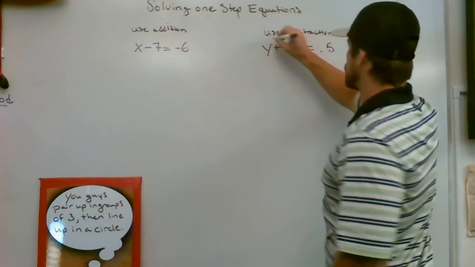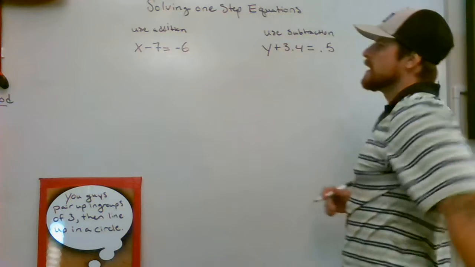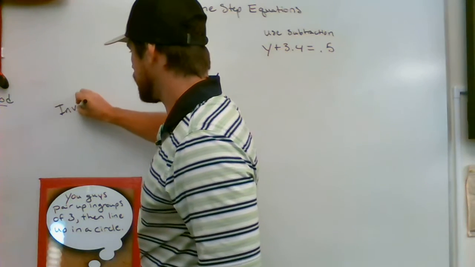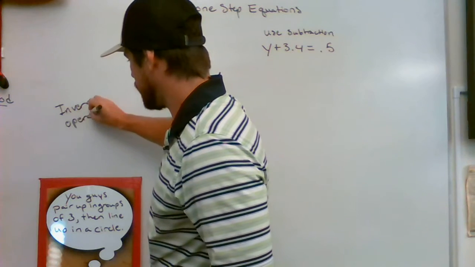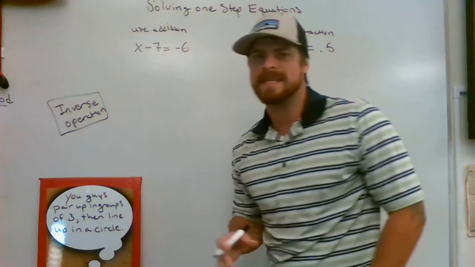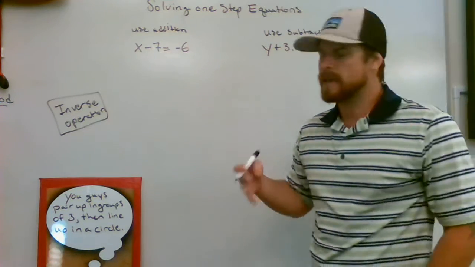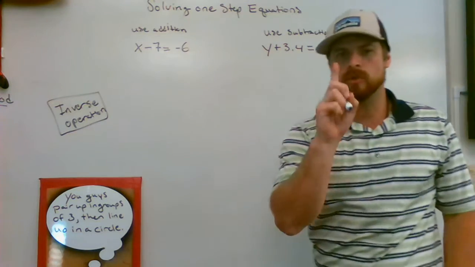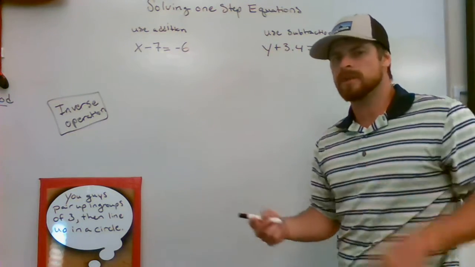Now I said I was going to explain why these are called using addition and why this is using subtraction, and it's all about what's called an inverse operation. Inverse operations are the key to solving any multi-step equation. Now, right now, we're not even into multi-step. We're just dealing with a one-step, meaning we only need to do one thing to have that variable all alone, isolated, so we know the solution.